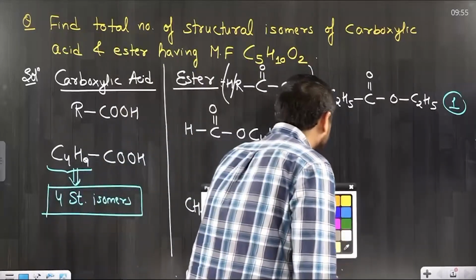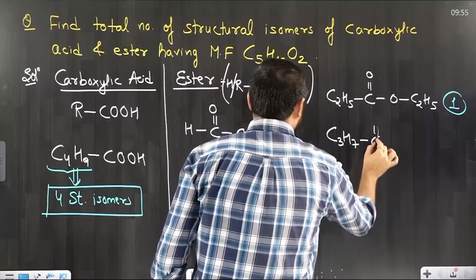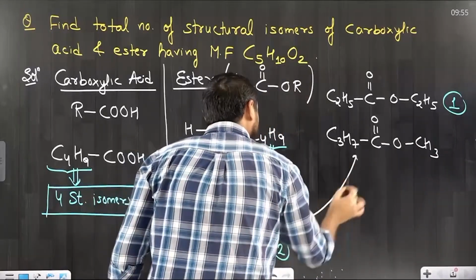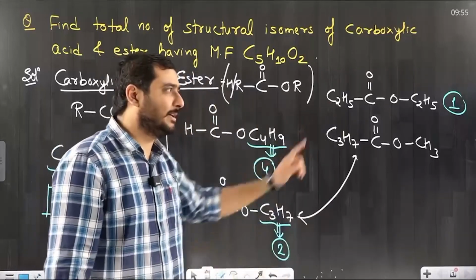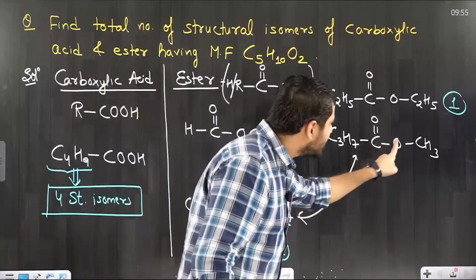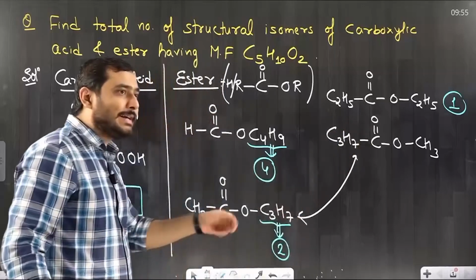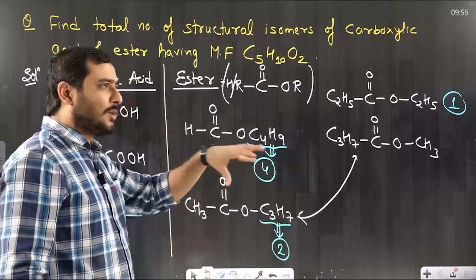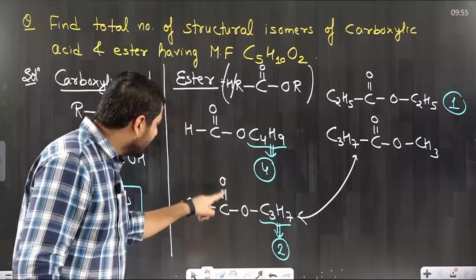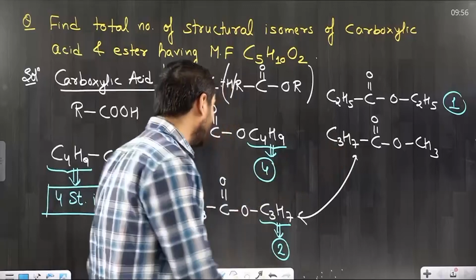Now the next one is very important. We can take here C3H7, C double bond O, OCH3. Now listen, these two are not identical, these two are different. Here oxygen is bonded with the propyl group C3H7, and here oxygen is bonded with CH3. So they are not identical. In the case of ether, both sides alkyl groups are bonded with oxygen, so both are the same. But here one alkyl group is bonded with C double bond O and one alkyl is bonded with oxygen. So that's why these two are different.